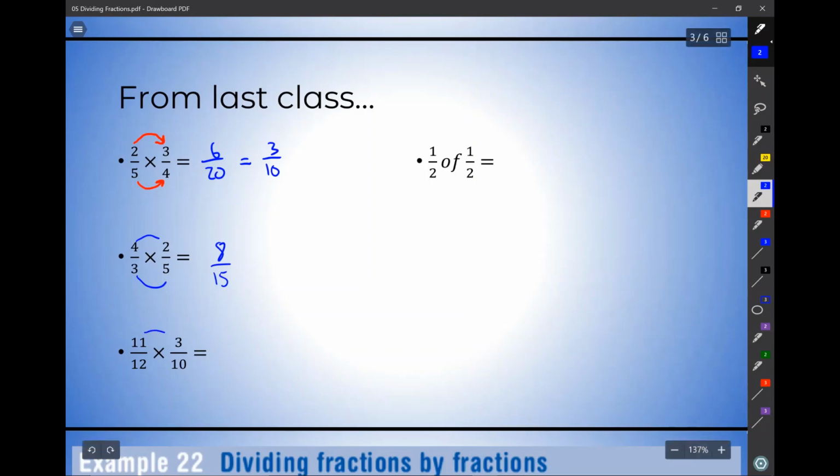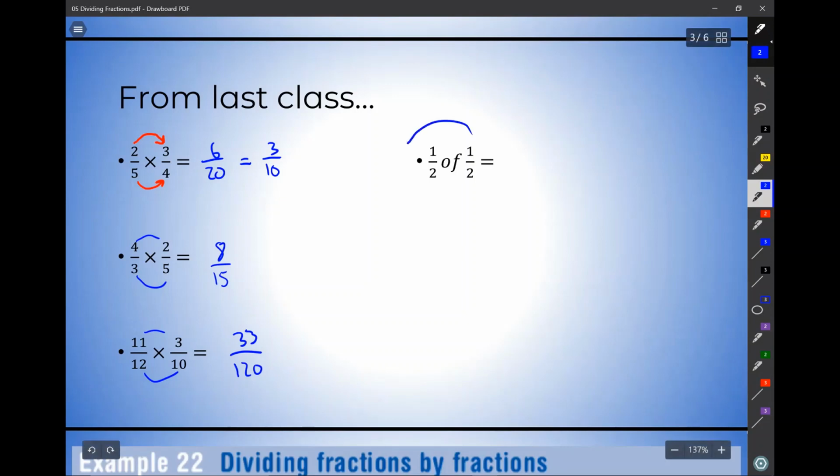Now this one, 11 times 3 is 33. 12 times 10 is 120. Can we simplify that fraction? I don't think we can.